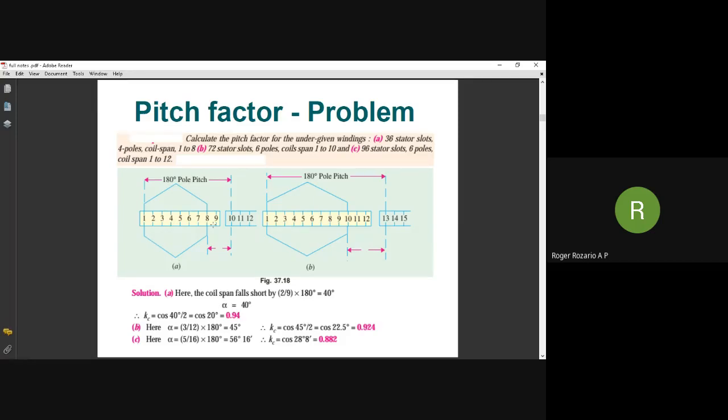2. Very good. The winding is short chorded by 2 slots. So that is why this 2 here. So how will you calculate the angle alpha? Alpha equals the coil is short chorded by 2 slots and the coil span for full pitched coils is 9. You multiply by 180 degrees. 2 by 9 into 180 degrees. So your alpha will be 40 degrees. So what is one slot angle? The distance between this 1 and 2 is how much?